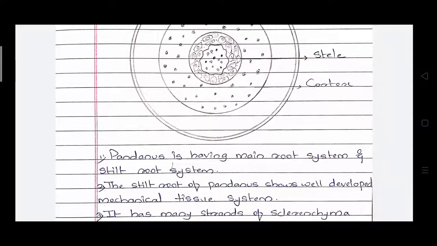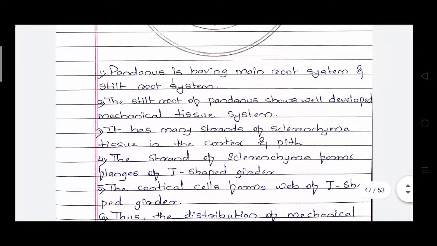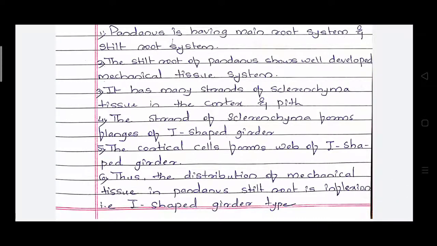The pandanus plant has two root systems, that is the main root system and the stilt root system. The stilt root systems of the pandanus are well developed mechanical tissue systems. In that stilt root, many strands of sclerenchymatous tissues are present in the cortex and pith regions, and these sclerenchymatous patches form the flanges of the eye-shaped girdles, and these cortical cells form the web of the eye-shaped girdle.